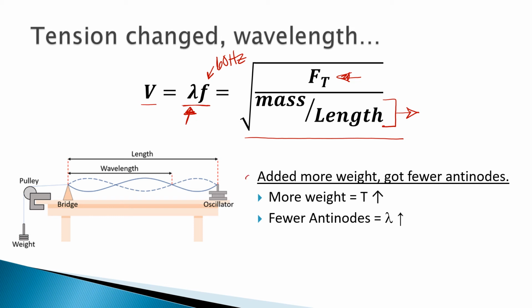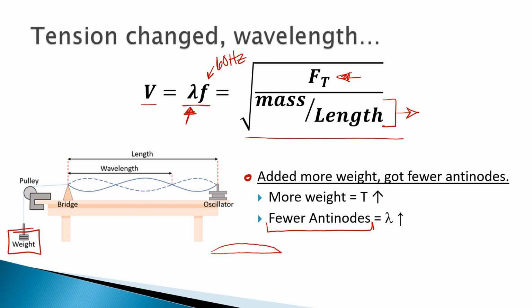So let's think about this. If we added more weights, we got fewer antinodes. You should have observed that. As the weight increased, your antinode number decreased. Here's where it kind of hurts a little bit. The fewer antinodes, the greater the wavelength. Let's test that out.